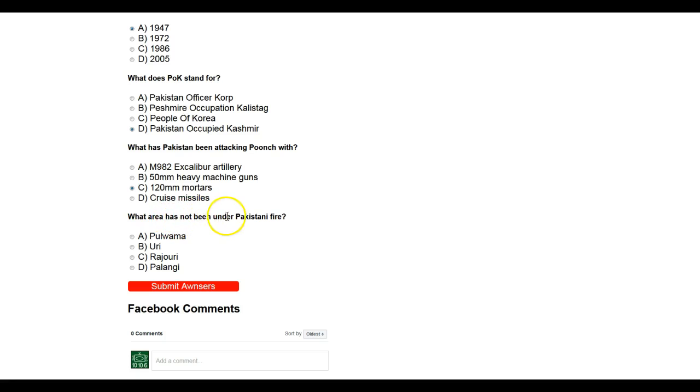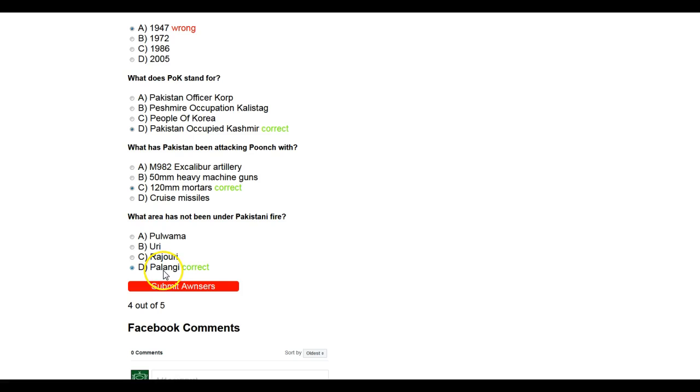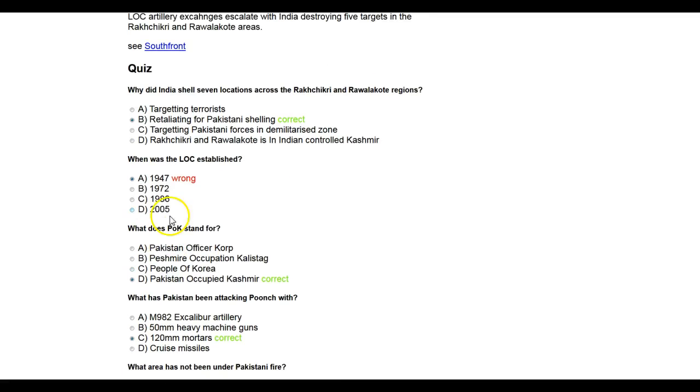What area has not been under Pakistani fire? This is a difficult one, because I don't know any of these places, but I'm pretty sure it's, I don't know. Let's just see. I guessed. 4 out of 5. Got this one wrong. Look at that. It must be 72.